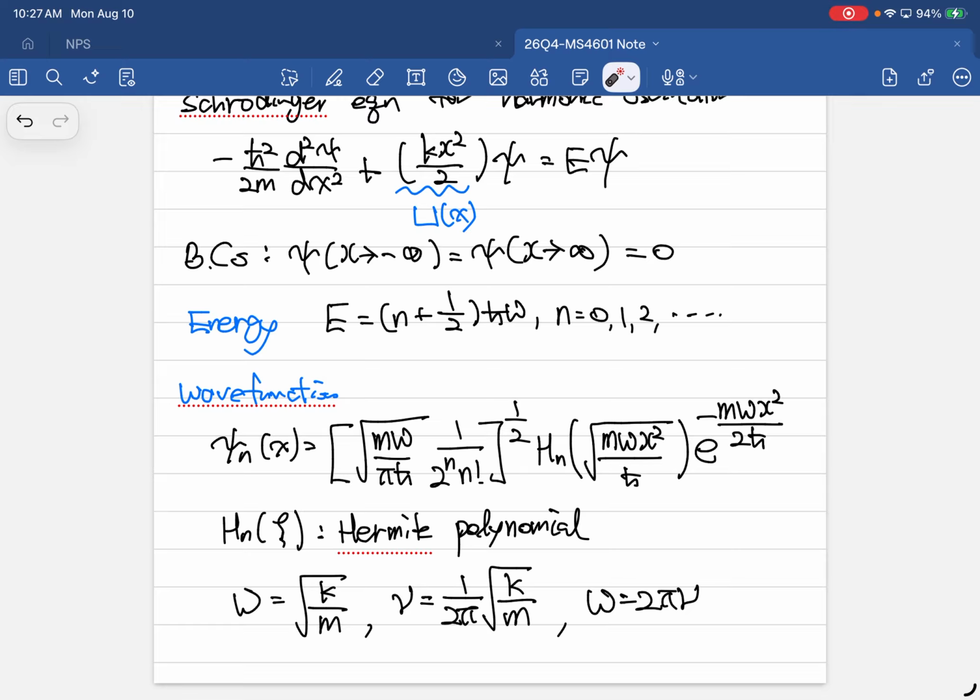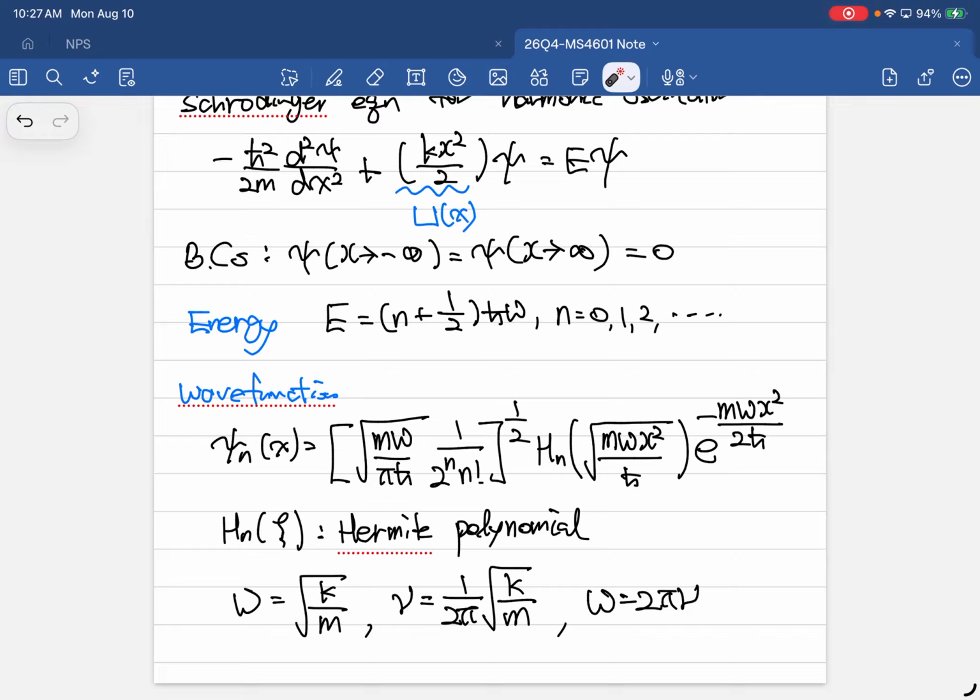Again, this omega is simply the natural frequency, or angular or resonant frequency. That's the square root of k over m. This nu is related to 1/2 pi square root of k over m, because this omega is simply 2 pi nu or 2 pi f, right? As I mentioned, I'm going to interchange this nu and f freely in this course.